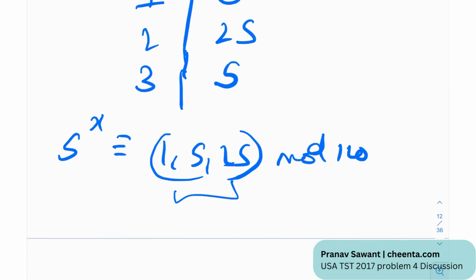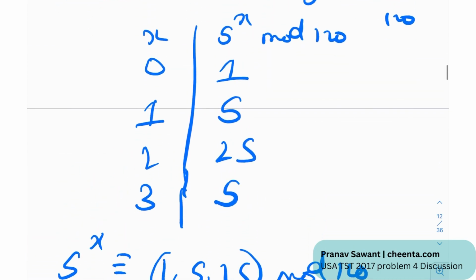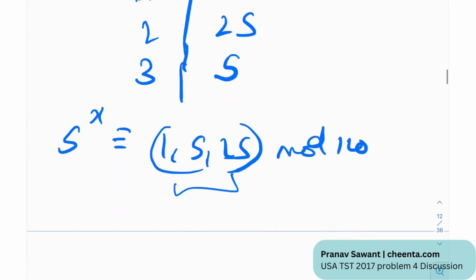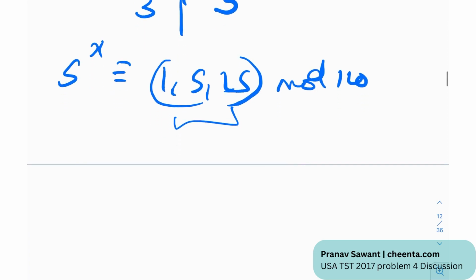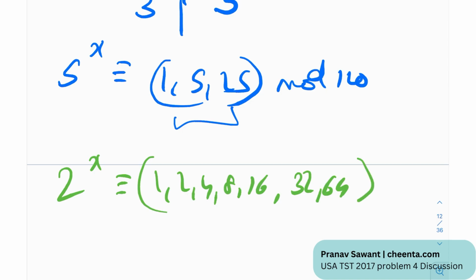So this is the residue class of 5 raised to the power x mod 120. It's also called a modular residue, or residue mod n. Just certain names for it. So this is the concept behind all of this, the modular residue and the terms that we were using. Now similarly, you can see that 2 raised to the power x will be 1, 2, 4, 8, 16, 32 and 64 mod 120. So this is the residue class for 2 raised to the power x.